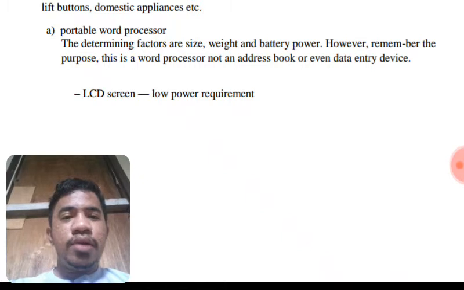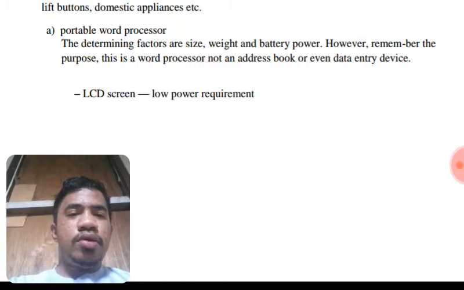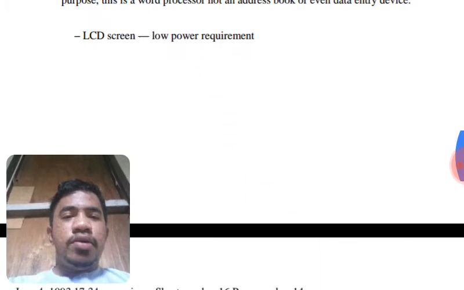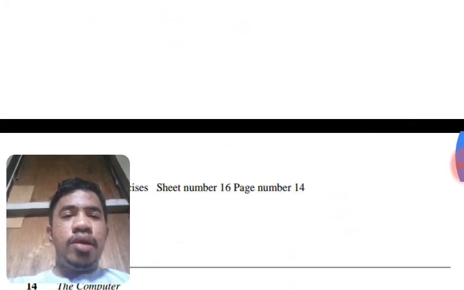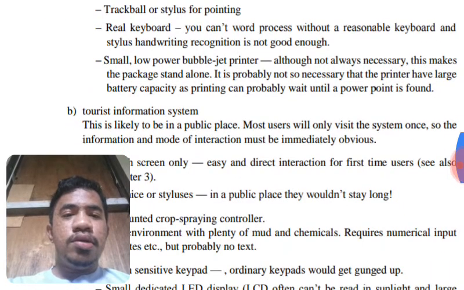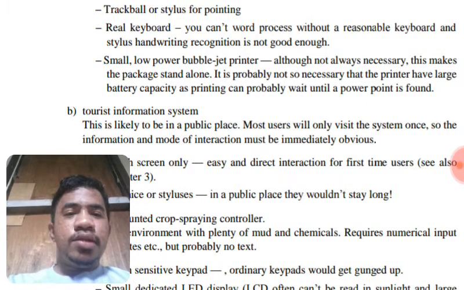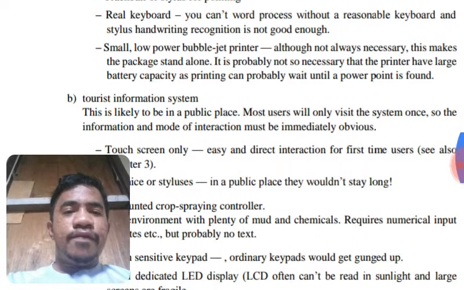A. Portable word processor. The determining factors are size, weight, and battery power. However, remember the purpose. This is a word processor, not an address book or even a data entry device. LCD screen, low power equipment, trackball or stylus for pointing. A real keyboard. You can't word process without a reasonable keyboard, and stylus handwriting recognition is not good enough.